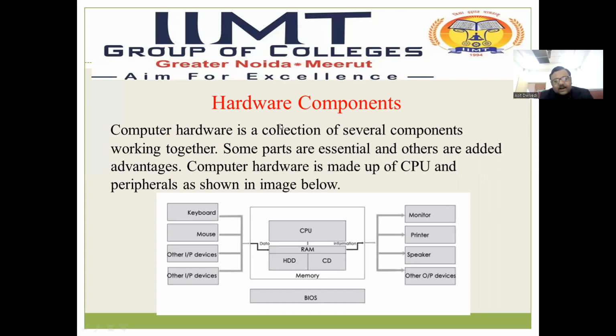Now, hardware components. Computer hardware is a collection of several components working together. Some parts are essential and others are added advantages. Computer hardware is made up of the CPU and peripherals, as shown in the image below. See, this is the central part where the CPU is located.